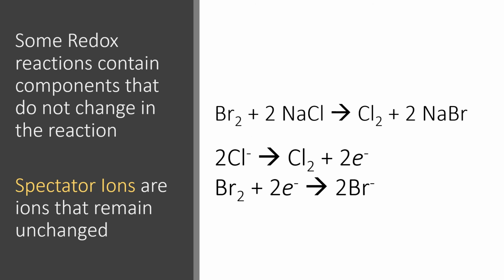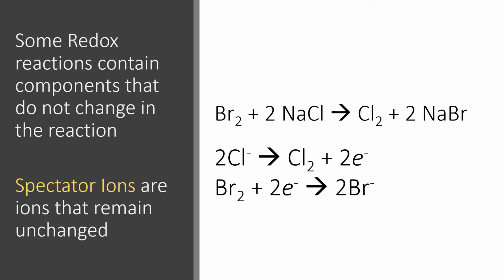Now, another thing we see a lot in redox are what are called spectator ions. Spectator ions are in a system in which not everything participates. This is very common in single replacement reactions, those metal exchange reactions or anion exchange reactions we talked about. Here's a great example. If I expose bromine gas to sodium chloride, the bromine will displace the chlorine and you'll get chlorine gas and sodium bromide. So this is a traditional single replacement reaction.